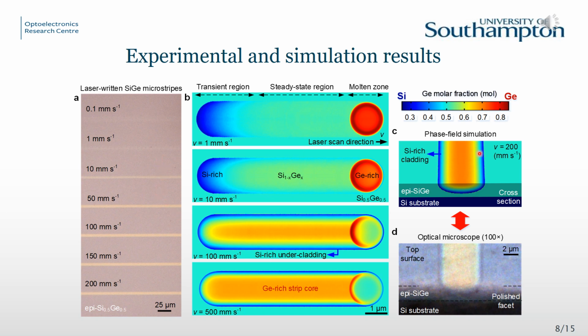For further qualitative comparison of our simulation results with the experiments, a laser-processed silicon germanium epilayer was cleaved in the middle, and its cleaved edge was polished at an angle to reveal the cross-section of a waveguide laser-written at a scan speed of 200 mm per second. The simulated redistribution of the composition on the top surface and in the cross-section shown in figure C agrees well with the experimental result shown in the optical microscope image in figure D, displaying similar features. The germanium-rich top surface and boundary of the silicon-rich cladding are clearly observable via natural color contrast.